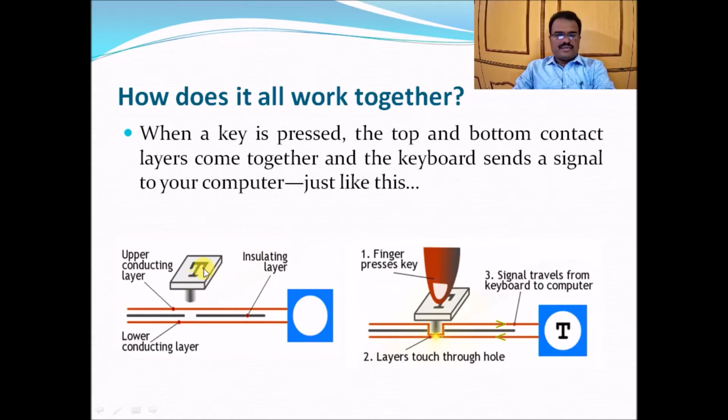So when we press on this T key, here the finger presses a key, and these two layers come into contact through the wall. There is a wall between these two, and these two layers touch here and come into contact, and a signal travels from the keyboard to the computer. So this connects the electrical contact, and when we press on it, electrical power flows here, and a signal travels from the keyboard to the computer.